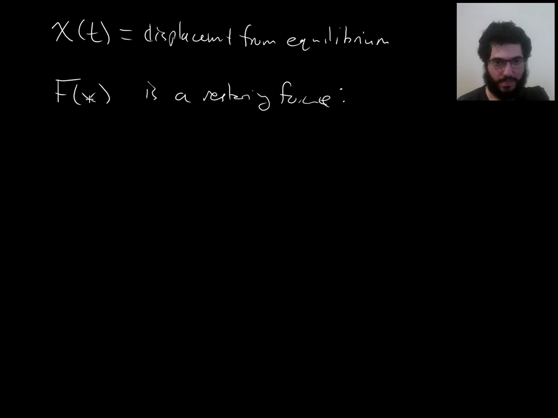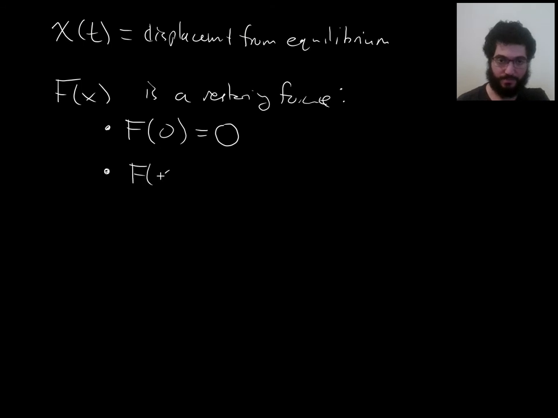So let me write down mathematically what's meant by restoring force. For f of x to be a restoring force, when I say x of t is displacement from equilibrium, I mean x equals 0 would be equilibrium. So for f to be a restoring force, it would have to be that, first of all, the force when x is 0 is 0. So if I put in x equals 0, then I get 0 force. That just tells me that x equals 0 is in equilibrium.